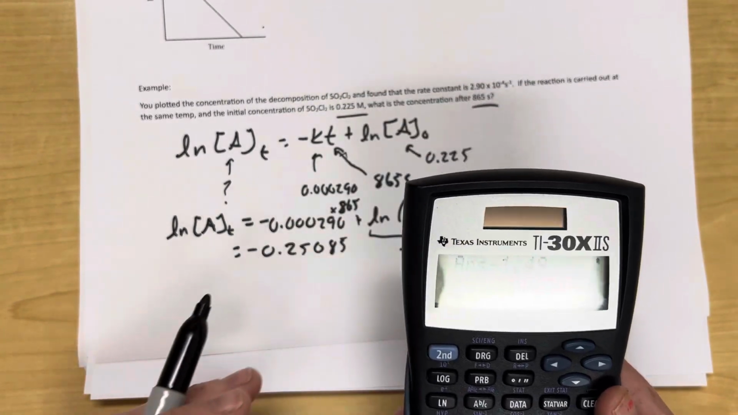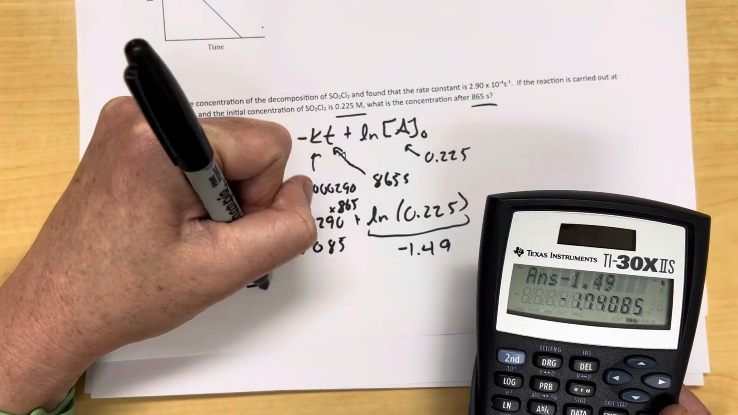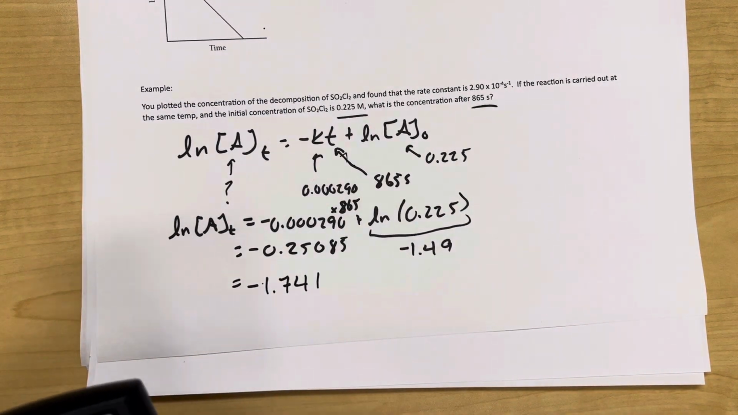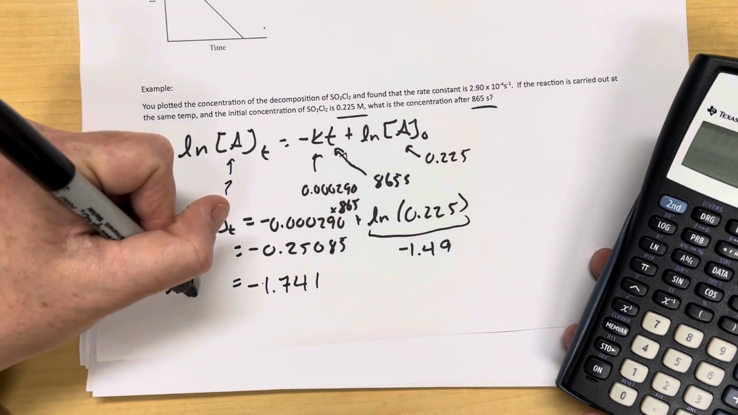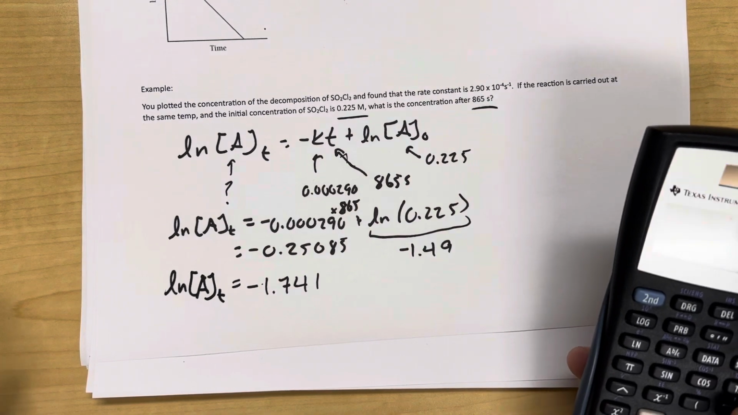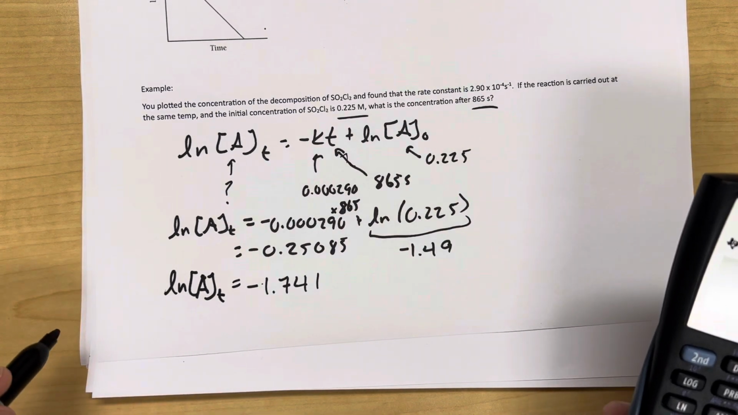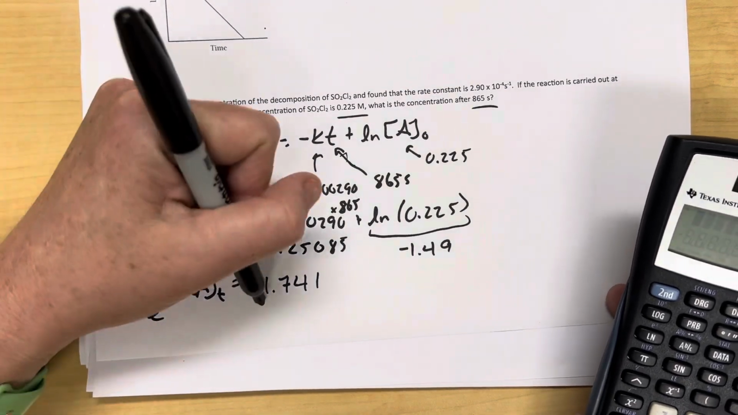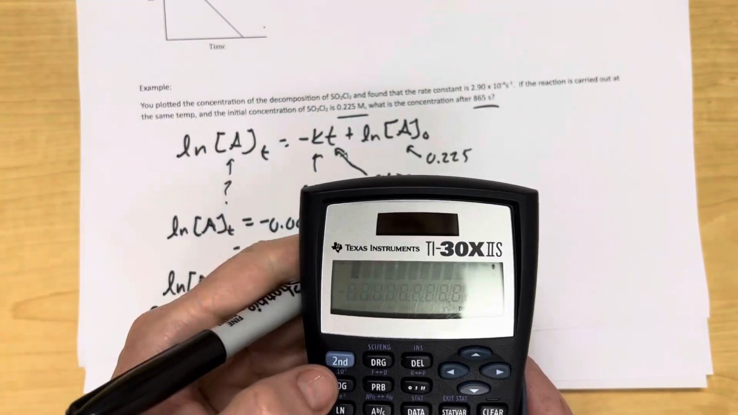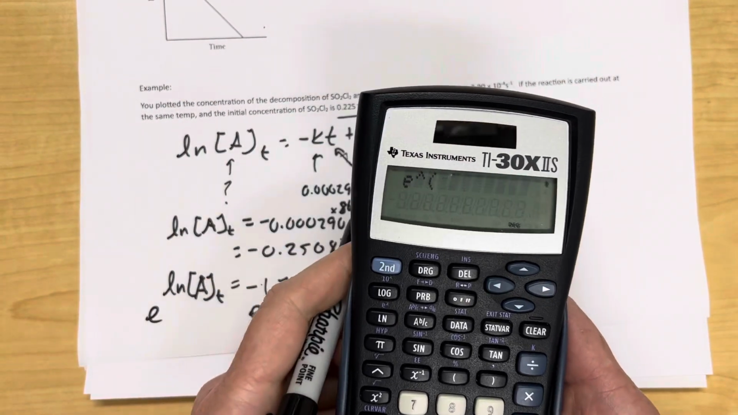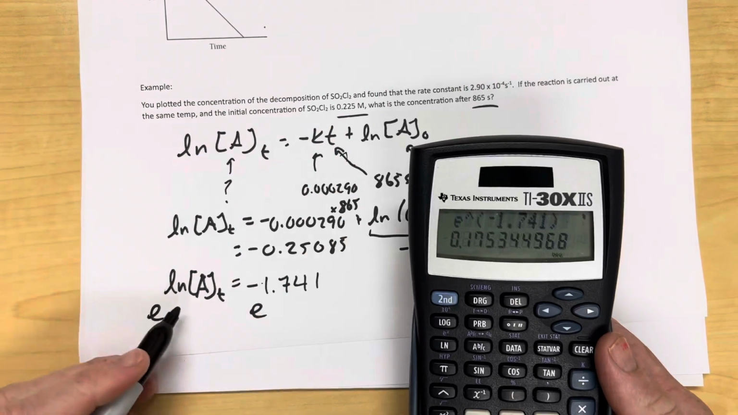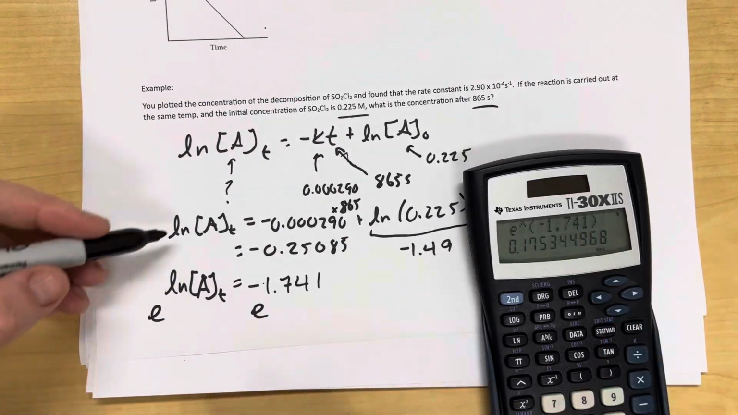I usually like to keep more numbers than I did. And I get negative 1.741. Now, right now we have the ln of the concentration of A at a particular time equals negative 1.741. In order to get rid of that, we want to use e, the inverse log, right? And that's right here. So in order to do that, raise e to the negative 1.741, close the parentheses.